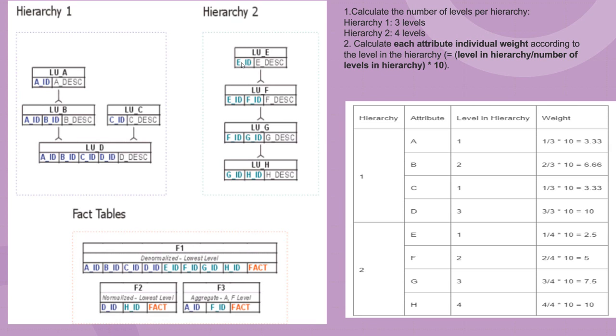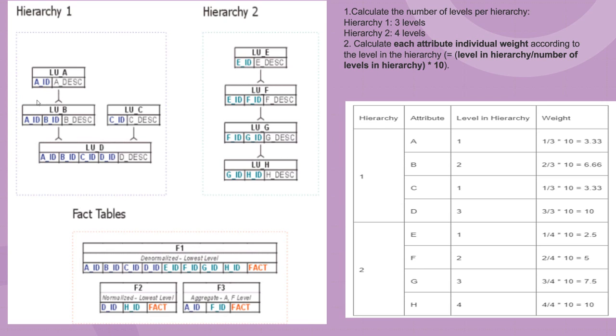if I calculate this weightage of this attribute E, it's going to be the first level. So 1 divided by 4 multiplied by 10. Similarly, 2 divided by 4 multiplied by 10, 3 divided by 4 multiplied by 10, 4 divided by 4 multiplied by 10 for H. So this is how we have got for E, F, G, H.